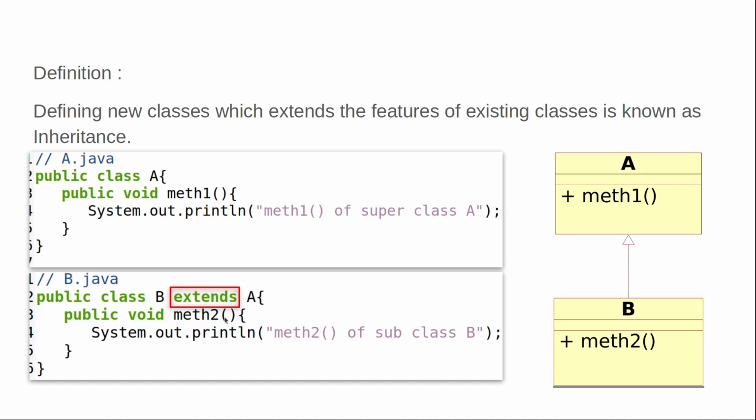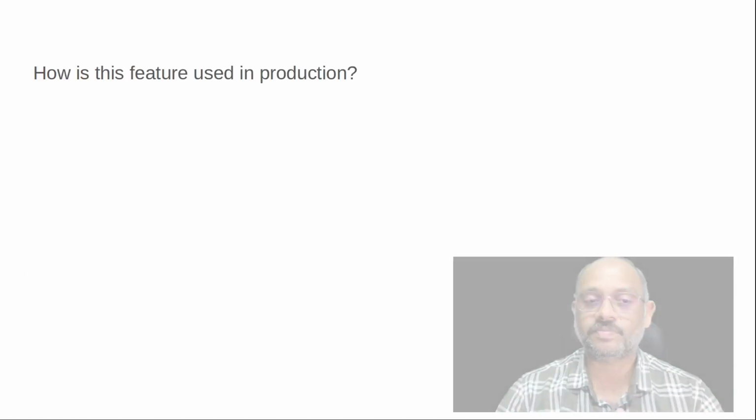With the object of the subclass, you can call superclass members as well as own members. Superclass members means inherited members. With a subclass reference, you can call superclass members as well as its own members. That means inherited members and own members.